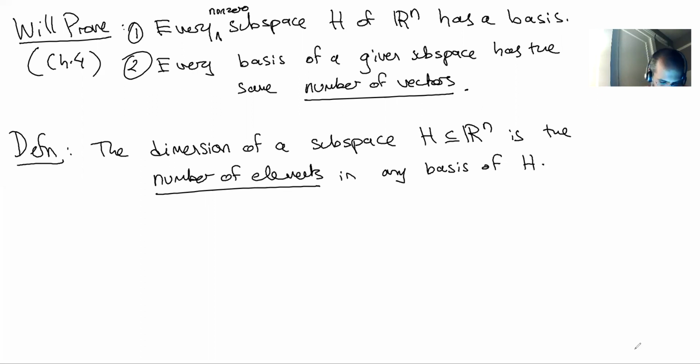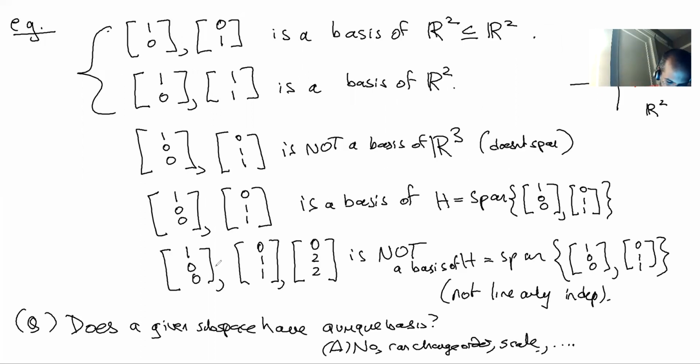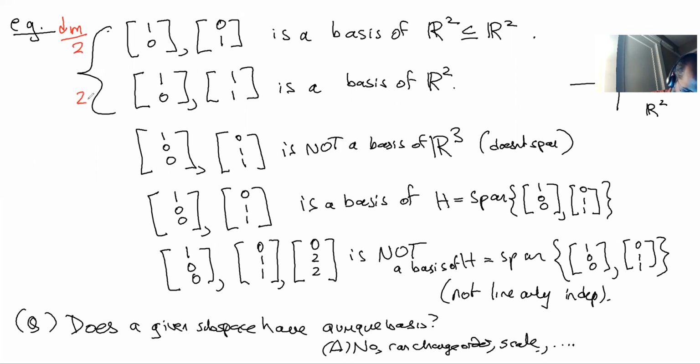Okay, so let's now revisit these in terms of dimension. What would the dimensions be? Well, let's write them down. Here this would be 2 because they have a basis with 2 elements. This is not a basis, so it doesn't count. This H here has a basis with 2 elements, so it is 2-dimensional. And this is not a basis, but, okay, I guess all the dimensions turned out to be 2 in this case.